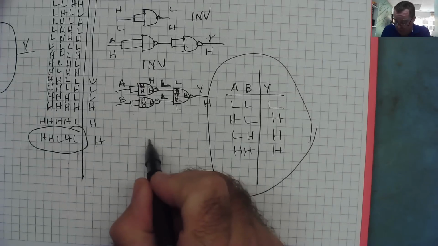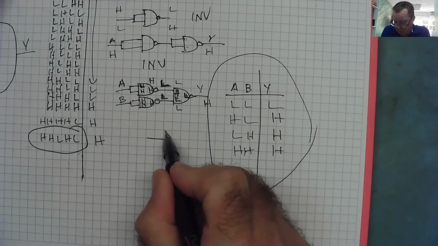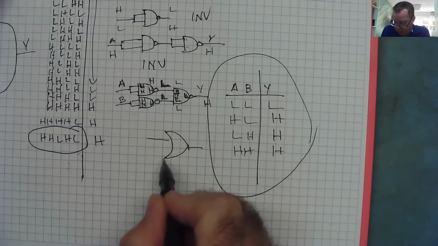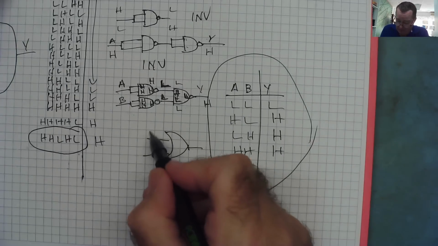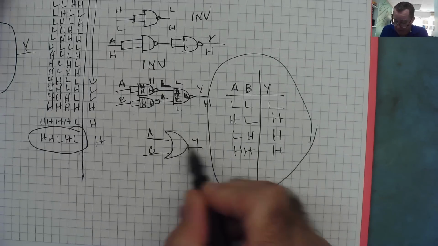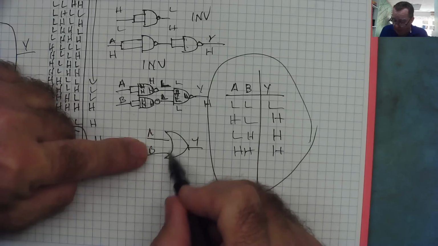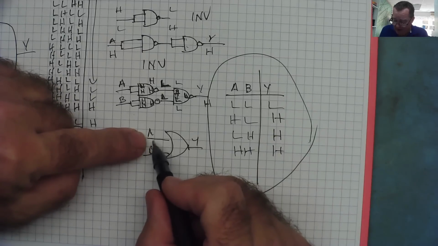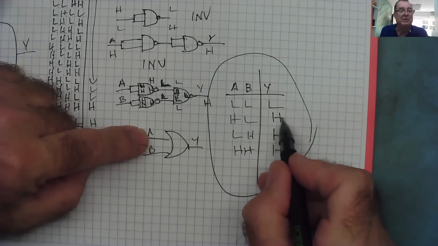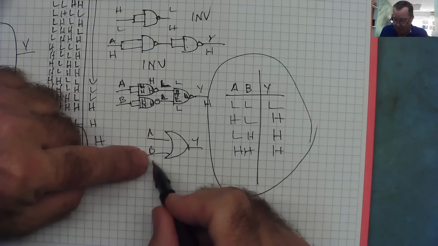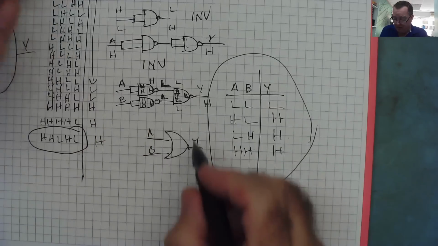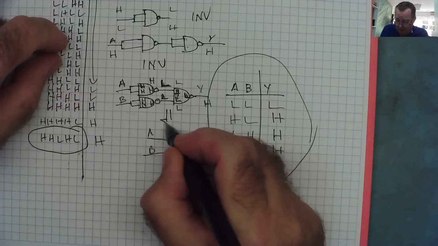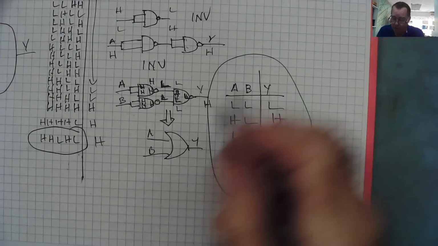It's also the truth table of an OR gate. A, B, Y. If they're both low, output low. Is A high or B high? Yes, output's high. Is A high or B high? Yes, the output is high. If they're both high, the output is high. So that combination of 3 NAND gates is an OR gate.